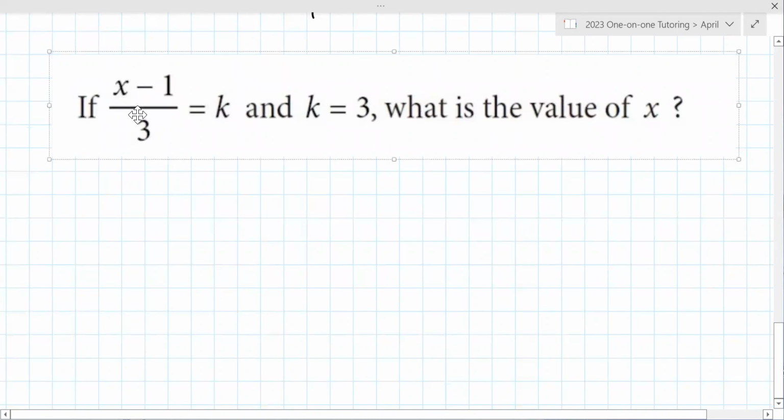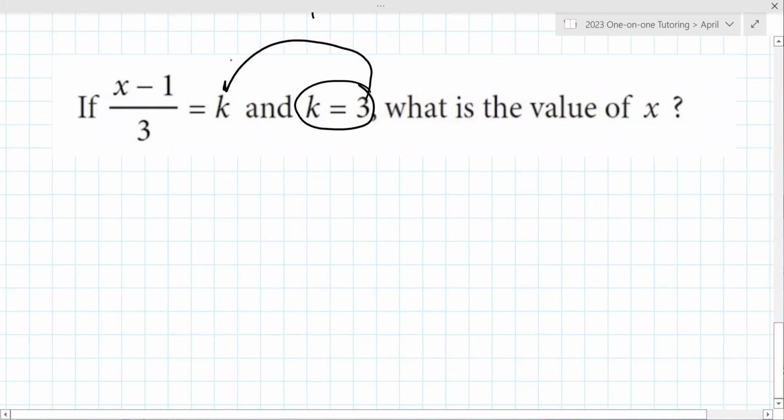It says if x minus 1 over 3 equals k and k equals 3, what is the value of x? So we want the value of x. This number has to go here. So you really do have to rewrite it as x minus 1 over 3 equals 3. So you could solve this by hand, but you could also ask yourself, okay, I've got to subtract 1 from some number and then divide it by 3 to get 3. What number do you divide by 3 to get 3? 9. So that means the top has to be 9.